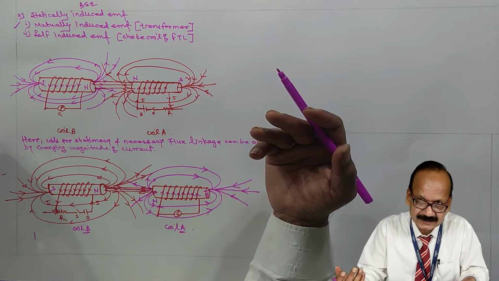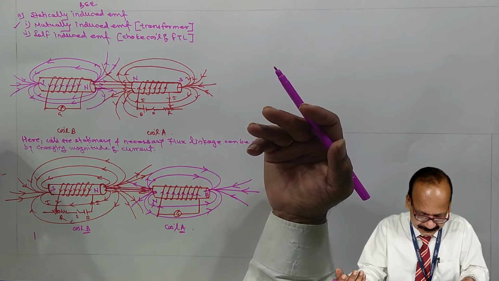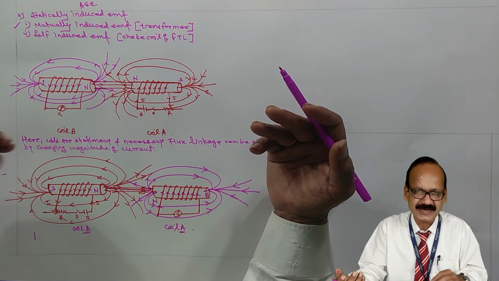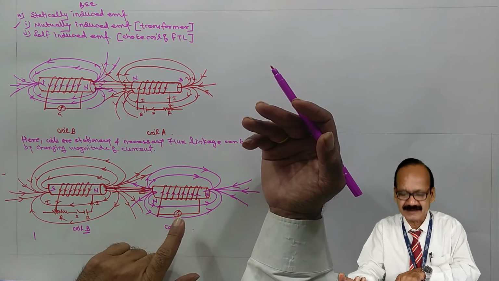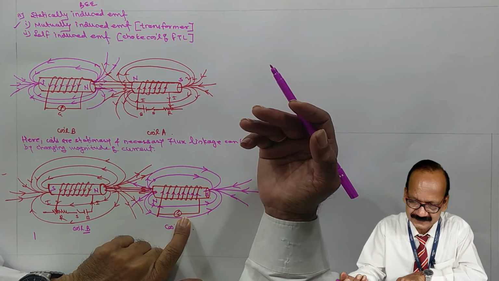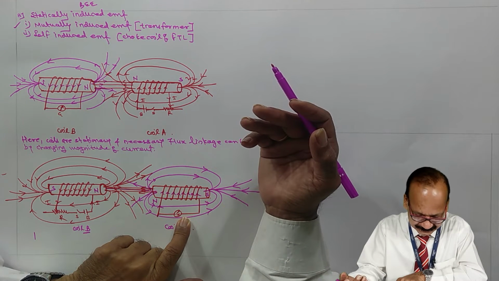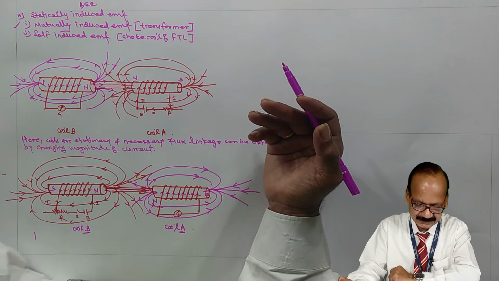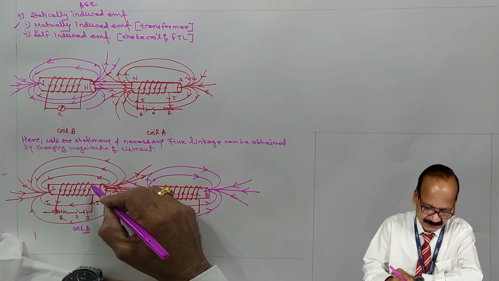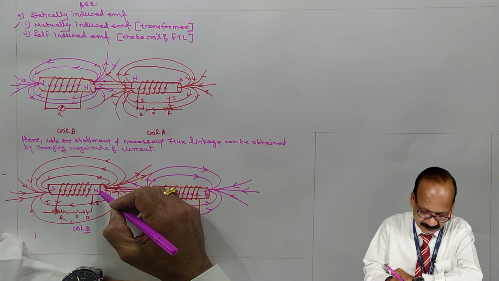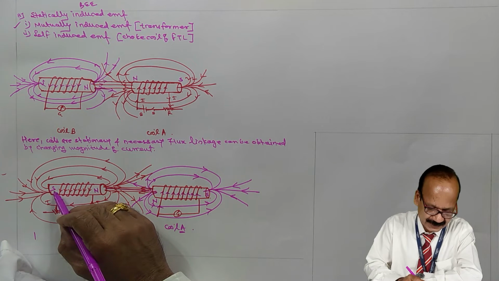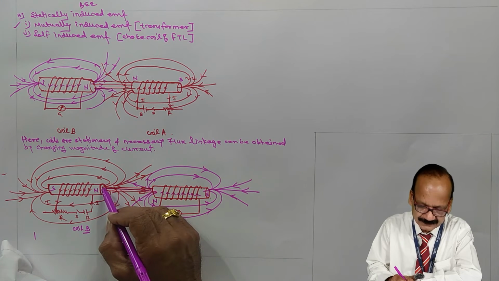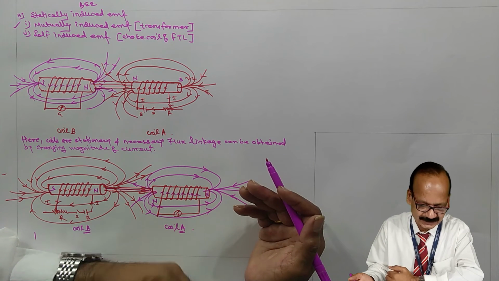That is, let us connect the battery, switch and rheostat to coil B and galvanometer to coil A. Then the direction of current flowing in coil B is downward, which produces north pole at the right hand side and south pole at the left hand side. Once again, you can show the direction of magnetic field. Flux always emerges from the north pole and enters into south pole.